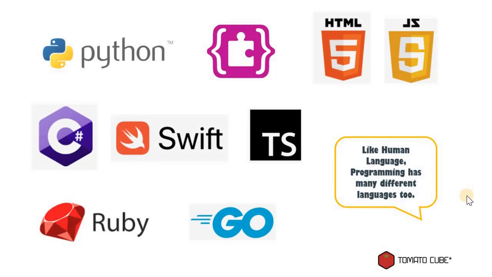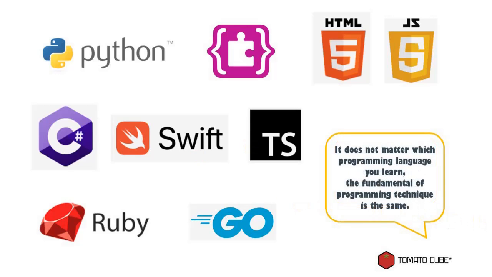Like human languages, programming has many different languages too. So why are there so many different programming languages? That's because certain programming languages function better in certain scenarios, and sometimes it's up to the programmer's own preference. For example, JavaScript and TypeScript are popular for web-related development, and Swift is for mobile development on Apple iOS, and so on. However, it does not matter which programming language you're using or learning. The fundamental programming technique is the same. So if you master one programming language, you can pick up the rest easily.